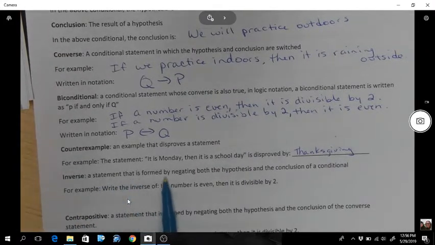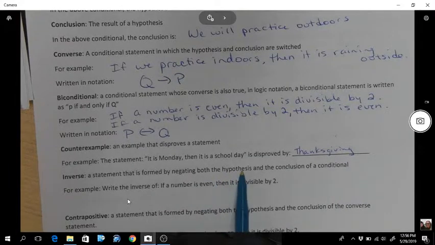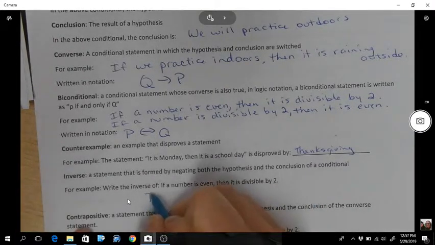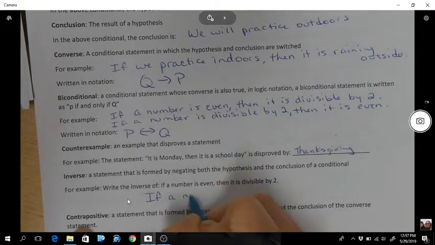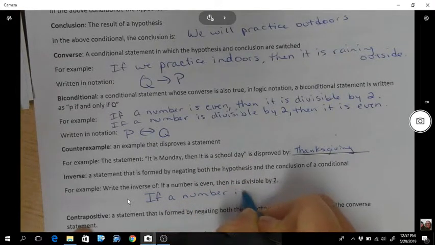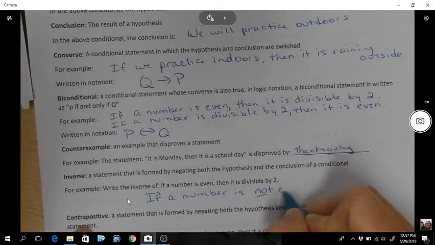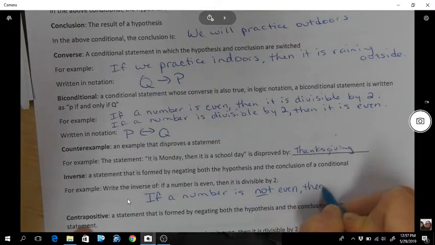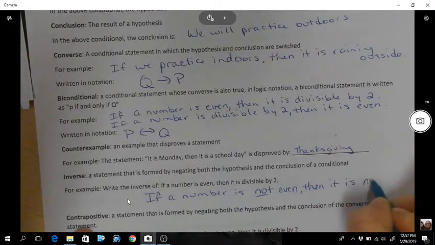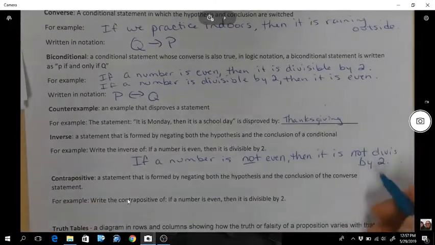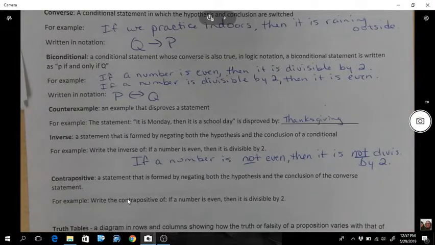Inverse is a statement that is formed by negating both the hypothesis and the conclusion. So for example, write the inverse of: if a number is even, then it is divisible by 2. So the inverse would be: if a number is not even, then it is not divisible by 2. So we added nots in front of the statements.